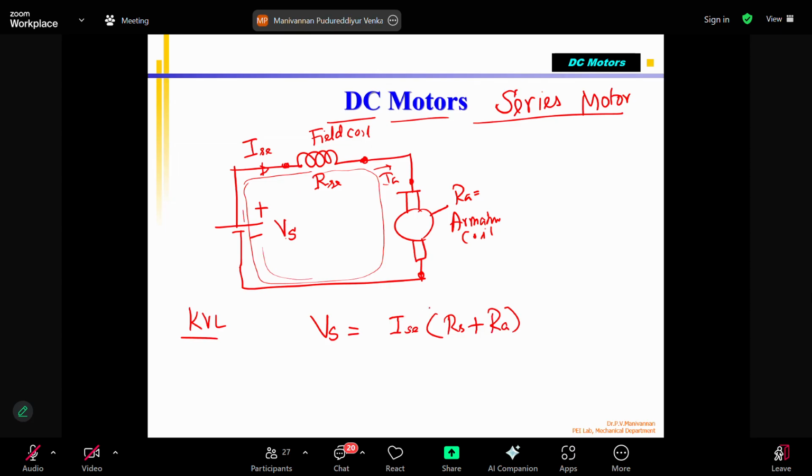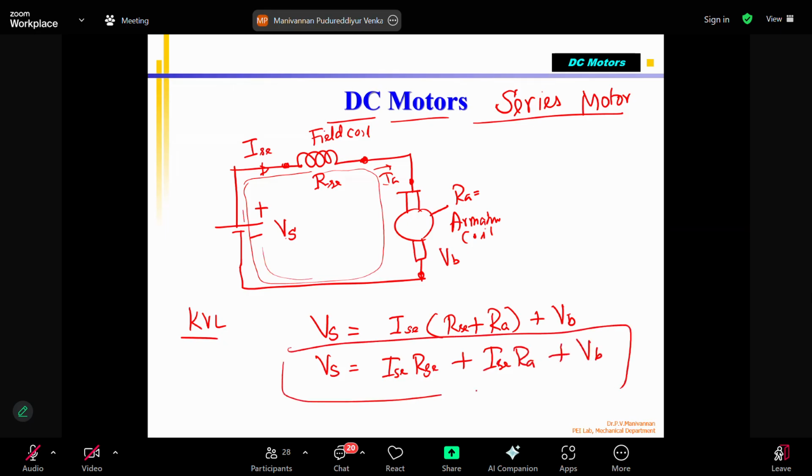Then VB. VB is the back EMF, because there is always a back EMF in the armature, whether it's a shunt motor or a series motor. So I can say that VS can be explained as I series into R series plus I series into RA plus VB. This is the total equation.